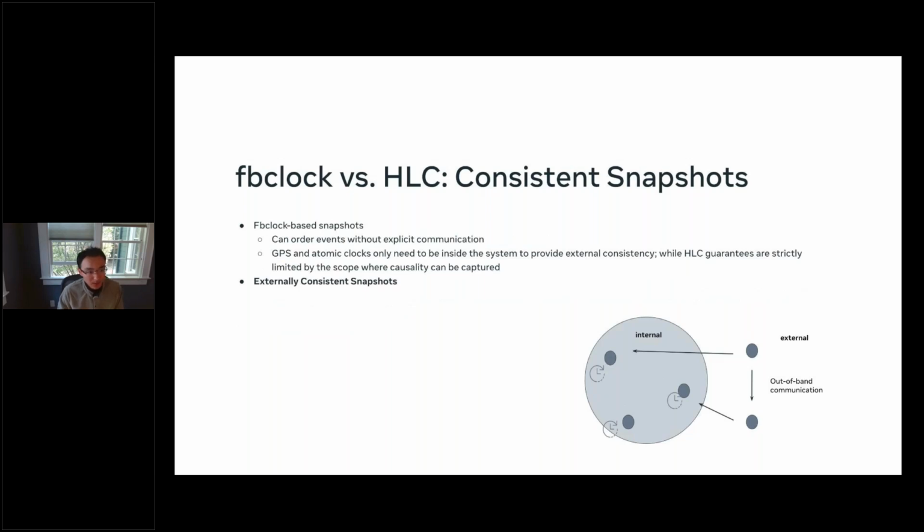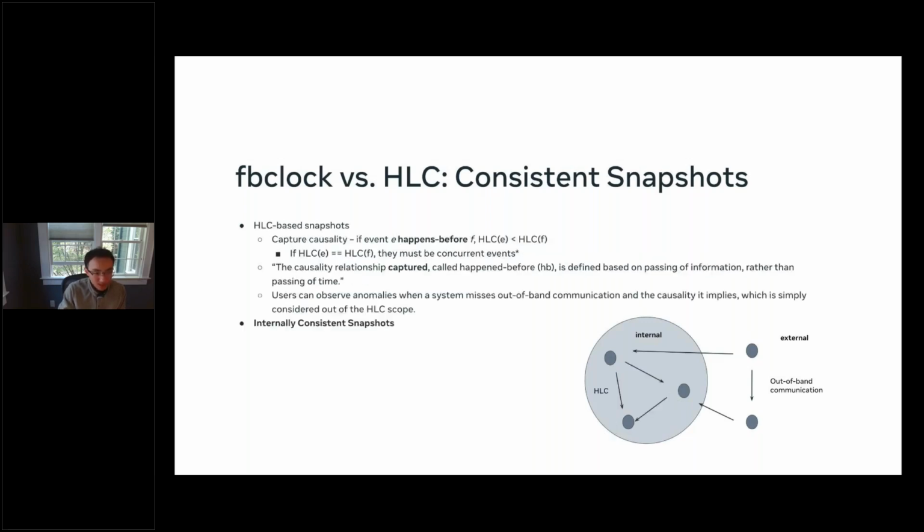But when it comes to fbclock based snapshots, it is what I call externally consistent. This snapshot is externally consistent because even though you can have communications that are out of band, all the timestamps are still minted within the system. That's the property we talked about earlier when it comes to linearizability and transaction timestamp ordering. They make no assumptions about the happen-before relationship. They don't have the fine print that we talked about earlier from HLC, saying the causality relationship captured is called happen-before, right? There's none of that fine print.